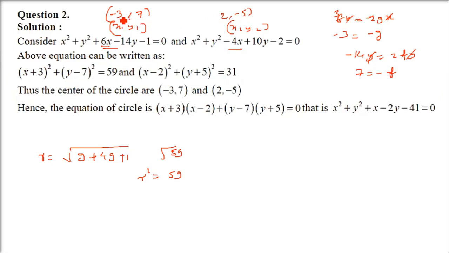So now this center is known, x1 y1 x2 y2. Now put it in the equation which we just discussed. x minus x1 into x minus x2 plus y minus y1 into y minus y2. This is the final equation.